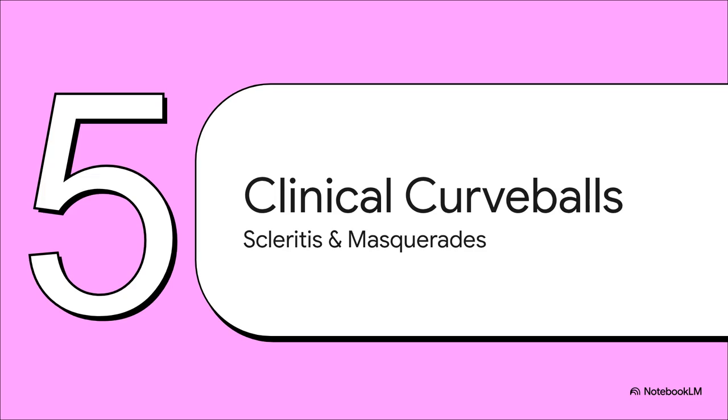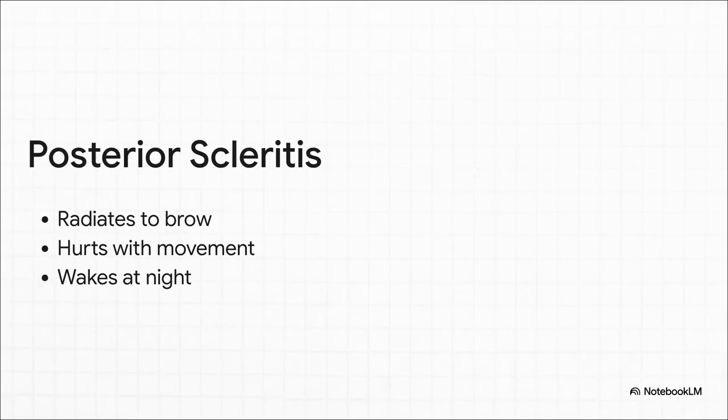And finally, we arrive at Section 5, scleritis and masquerade syndromes, the clinical curveballs. These conditions might masquerade as standard uveitis or standard red eyes, but they require an entirely different diagnostic paradigm. Scleritis is a painful, infiltrative edema of the sclera. Posterior scleritis is especially tricky because the inflammation is hidden entirely behind the eye, so your history taking here is literally everything. The patient will describe pain radiating to the brow, pain that is severe enough to awaken them from a dead sleep, and pain aggravated by eye movements.